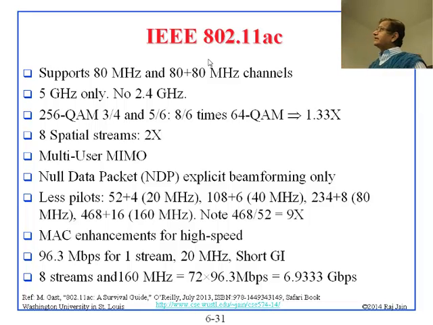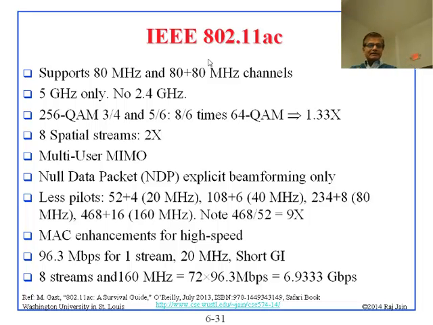Null data packet, explicit beamforming only. Now, this is where they're restricted. In 11N, they had many different ways of finding the channel, and everybody implemented differently and they got into trouble. So here in 11AC, there is only one way to do channel estimation and beamforming, and that is the null data packet. And you know what a null data packet means? Just a packet which has no data and is sent so that we can figure out what's going on in the channel.